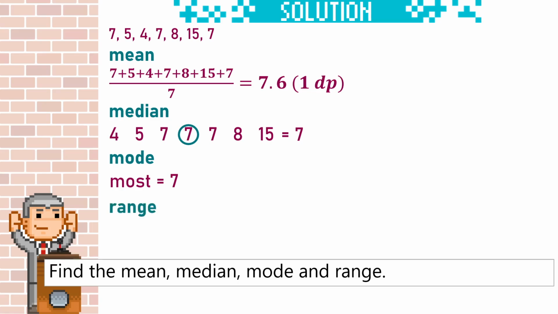And finally, the range is the biggest take away smallest. Our biggest number is 15, our smallest is 4. 15 take away 4 is 11.